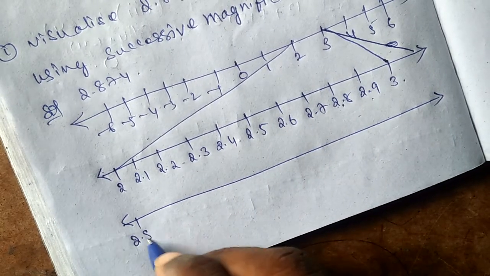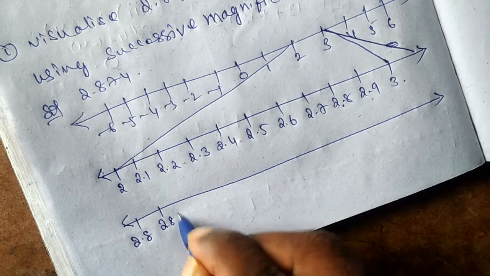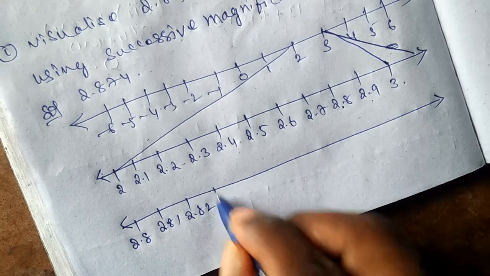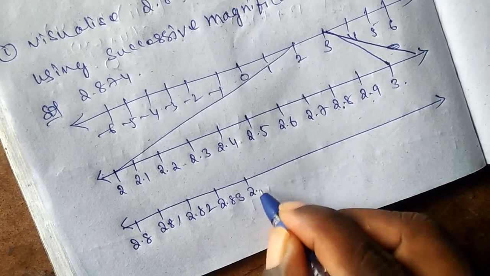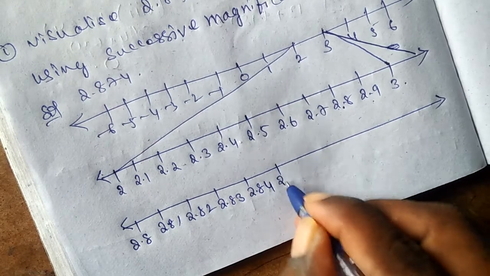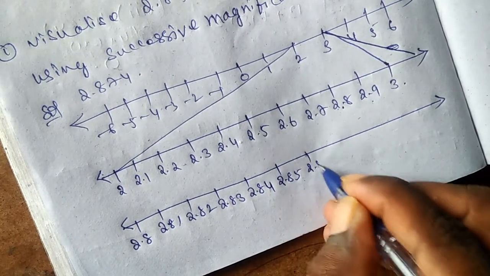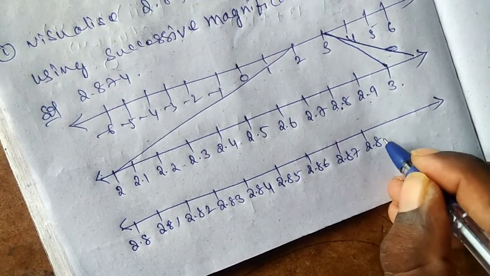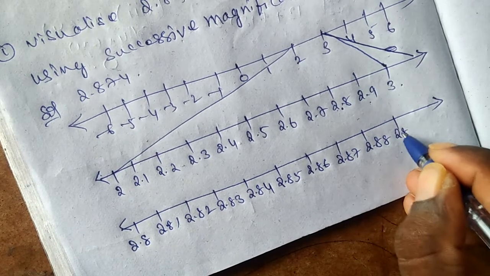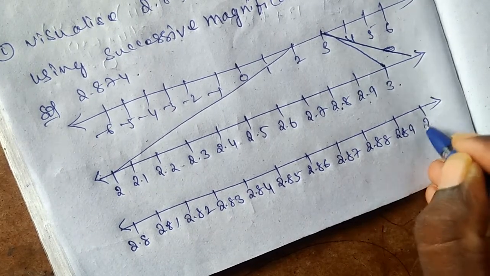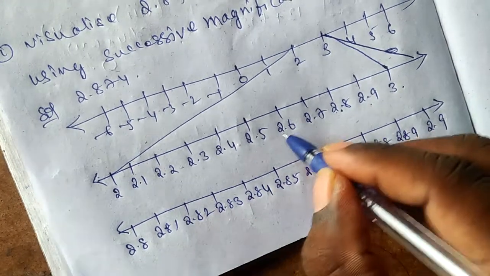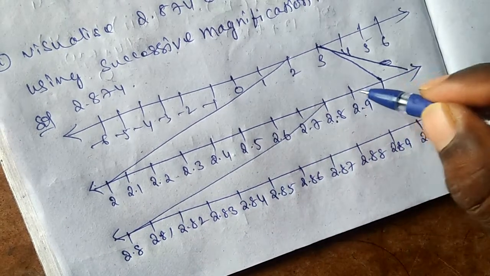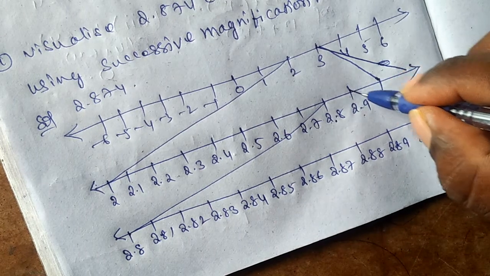It is 2.8, 2.81, 2.82, 2.83, 2.84, 2.85, 2.86, 2.87, 2.88, 2.89. It is 2.9. So I magnify this portion of 2.8 and 2.9.